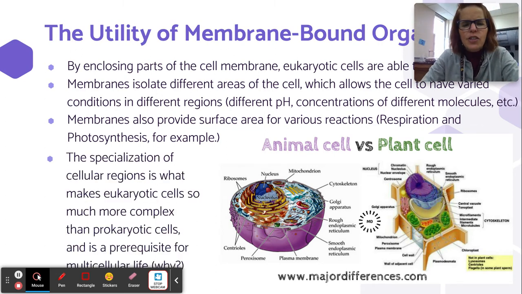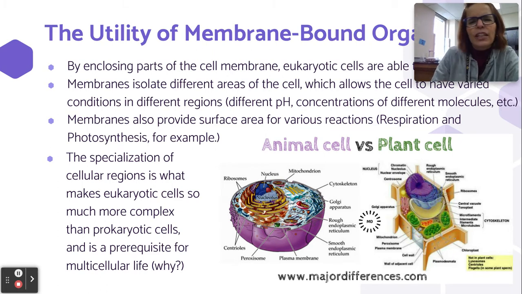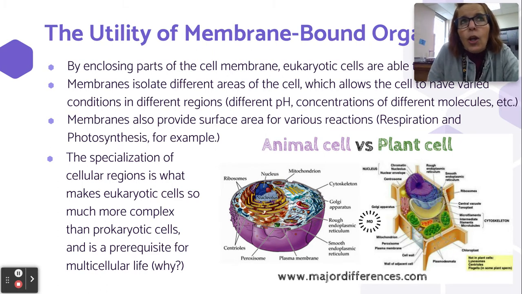The specialization of cellular regions is what makes eukaryotic cells much more complex than prokaryotic cells and is a prerequisite for multicellular life. Do my skin cells have the same function as my liver cells? So I need that for multicellular life.